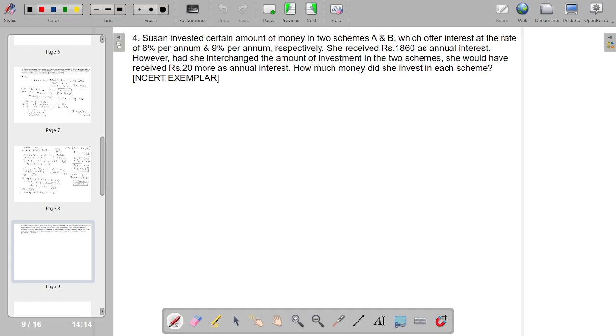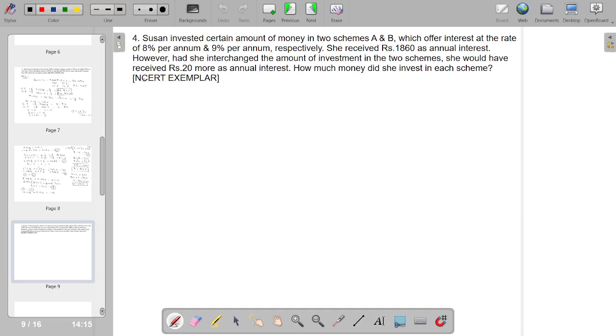Okay, so the next problem is from the NCERT Exemplar actually. What this problem says: Susan invested a certain amount of money in two schemes, A and B, which offer interest at the rate of 8% per annum and 9% per annum respectively. She received 1860 rupees as annual interest. However, had she interchanged the amount of investment in the two schemes, she would have received 20 rupees more as annual interest. How much money did she invest in each scheme?